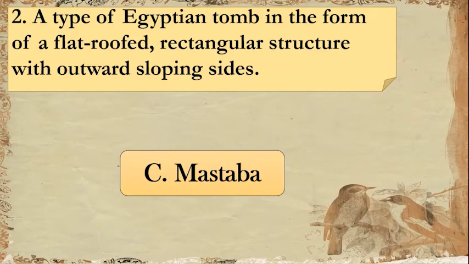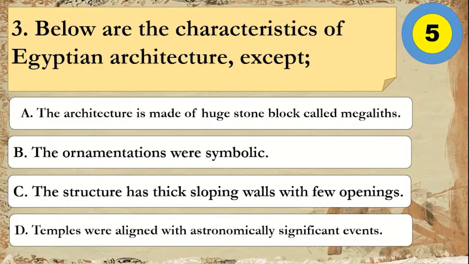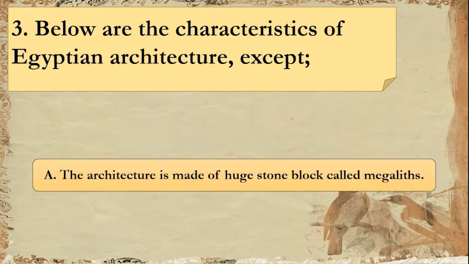Mastaba. Number 3. Below are the characteristics of Egyptian architecture except letter A. The architecture is made of huge stone blocks called megaliths. B. The ornamentations were symbolic. C. The structure has thick sloping walls with few openings. D. Temples were aligned with astronomically significant events. The correct answer is letter A. The architecture is made of huge stone blocks called megaliths.